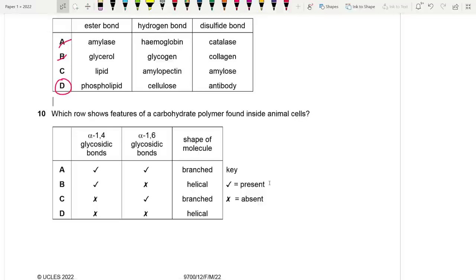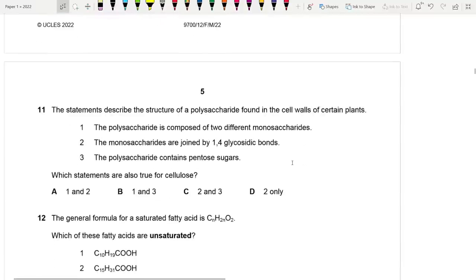Which shows features of a carbohydrate polymer found inside animal cells? Animal cells, we're looking for glycogen, okay? So it has both 1,4 and 1,6 alpha glycosidic bonds, and it is branched, okay? This is what we're looking for. 10 is A. Quite straightforward.